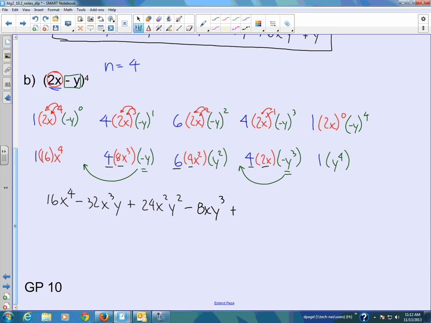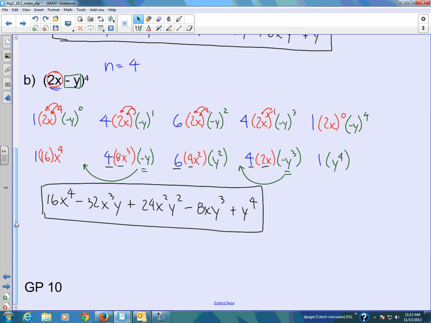And then plus y to the 4th. So there I am with my expanded form of 2x minus y to the 4th power. Notice that the coefficients are different from what Pascal numbers were to begin with, right? We didn't end up with 1s and 4s and 6s and 1s because our first term had a coefficient with it.